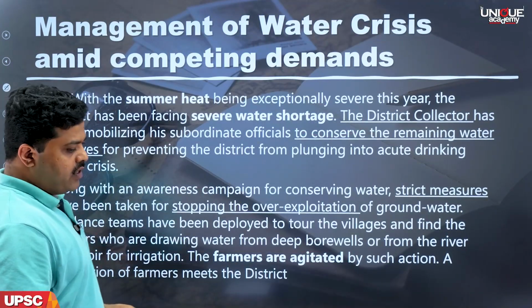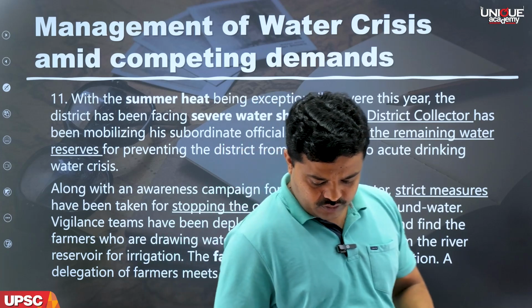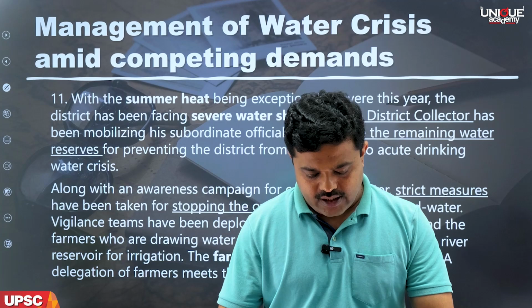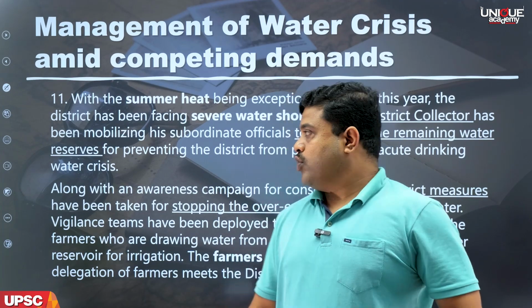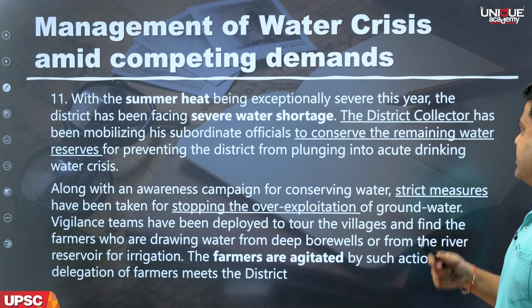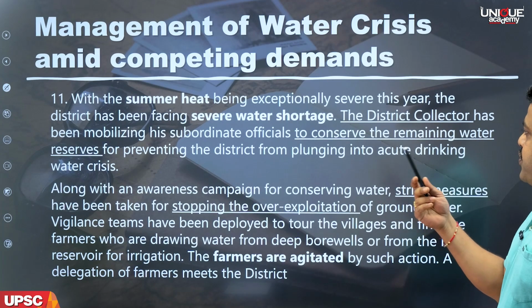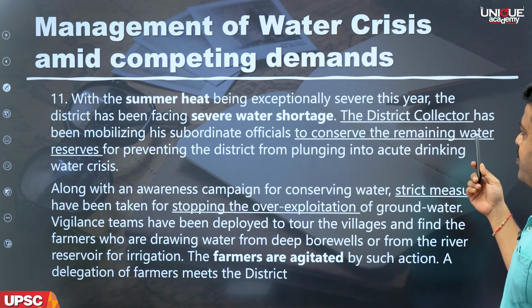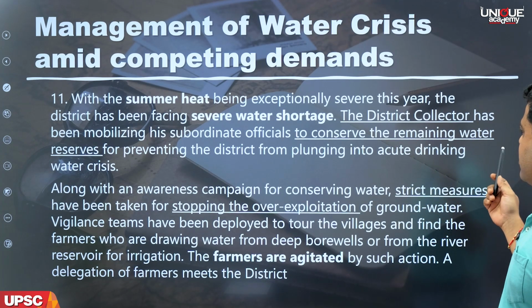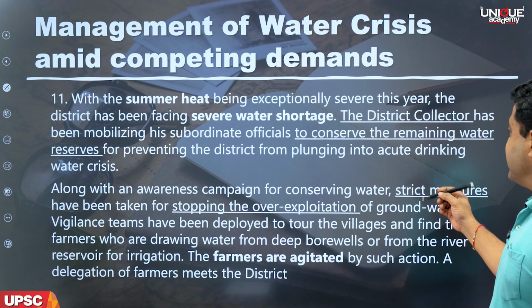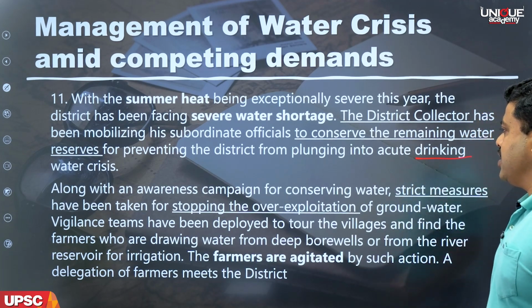Now this is the 11th, second last case study. This is about management of crisis, water crisis, especially when competing demands are there. So what is the situation? The summer is going on, heat is exceptionally severe, and a district is facing severe water shortage. The district collector has been mobilizing his subordinate officials to conserve the remaining water reserves for preventing the district from plunging into acute drinking water shortage. So drinking water will also become a problem.